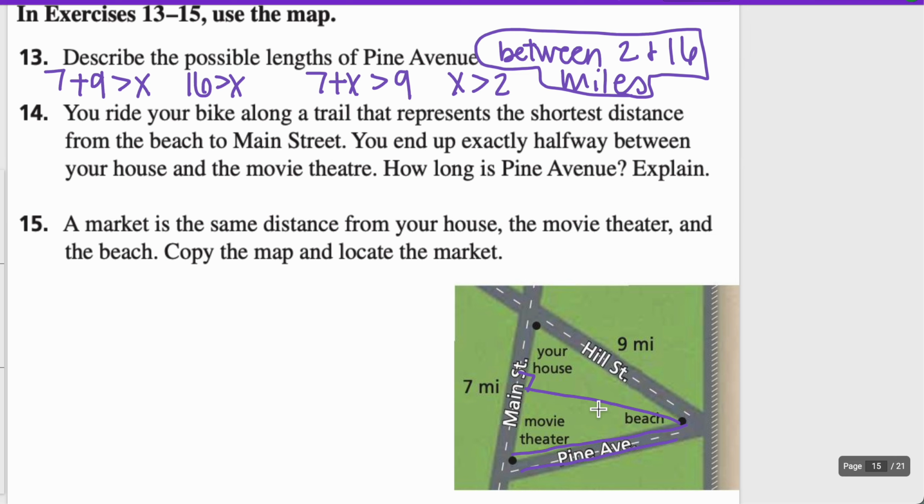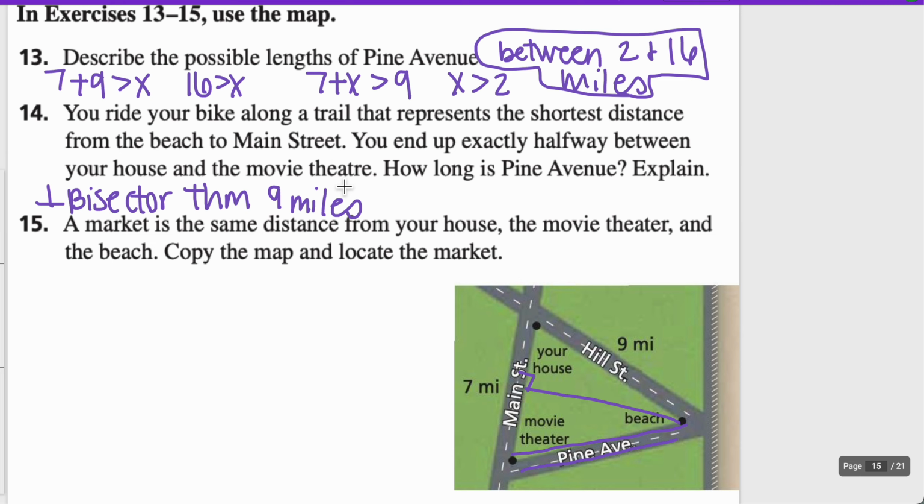And explain. What we can do is use the perpendicular bisector theorem to find out how long Pine Avenue is. And for that one, you would simply have to look at your other two measurements here and kind of go from there. So with that, you're probably going to end up choosing or needing to choose 9 miles, just because whenever you do that, it's going to represent the shortest path from the beach to Main Street.